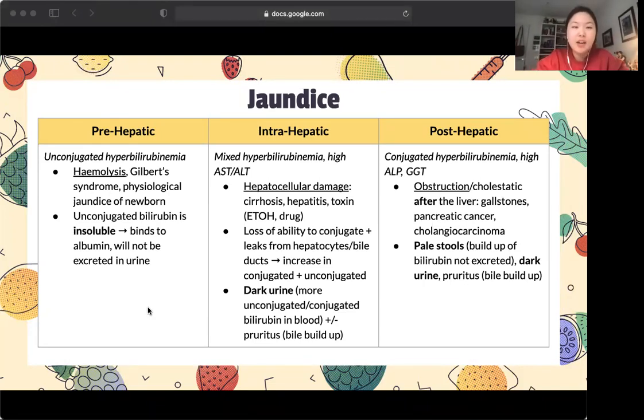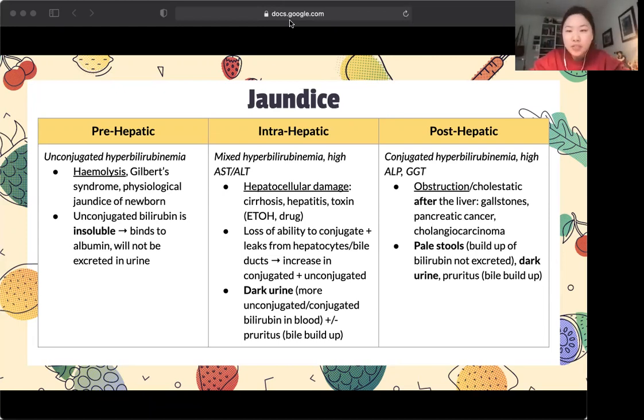Intrahepatic is your mixed elevated bilirubin. So you're going to have a high AST and ALT, and this is a marker for hepatocellular damage. You're going to have dark urine, as well as potentially pruritus, which is when you get itchy, and that's because of the bile buildup.